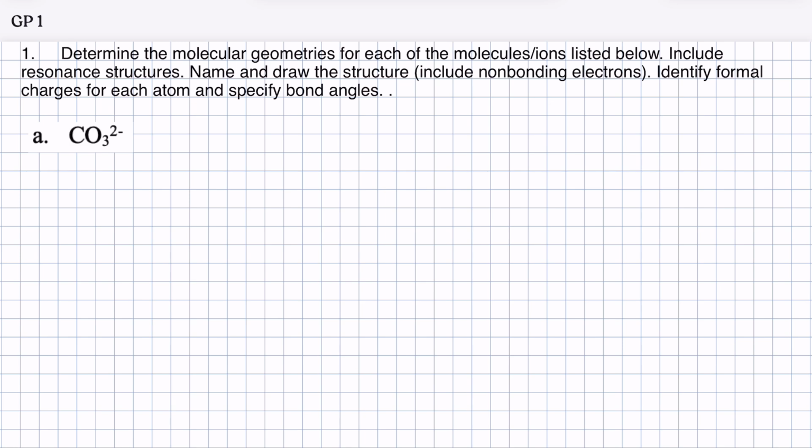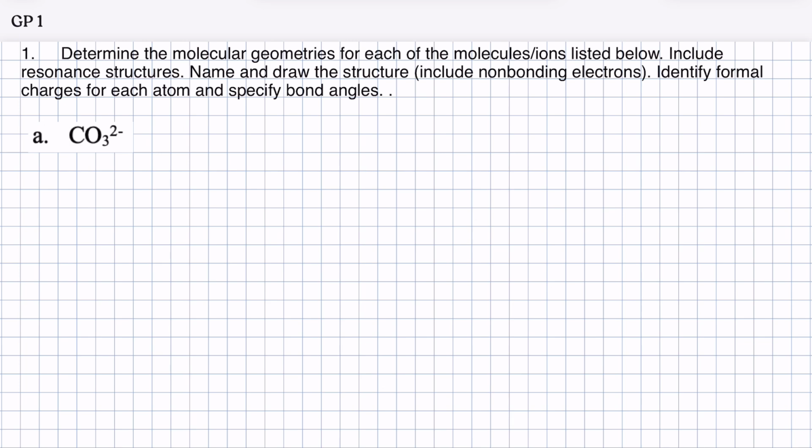Hey folks, in this video we're going to look at the answers to the problems from Group Project 1. The first problem requires that we draw Lewis structures, determine formal charges, and geometries of the corresponding structures. So we'll start with the carbonate ion.